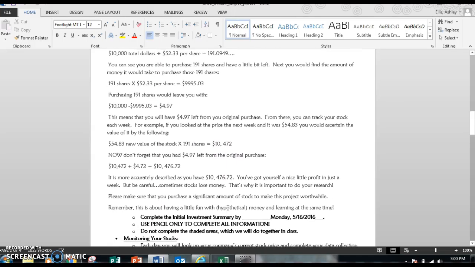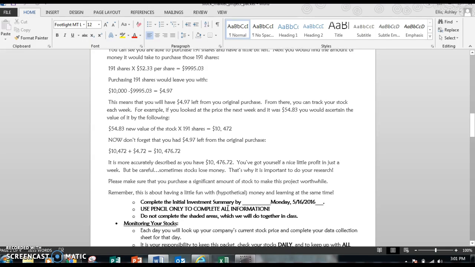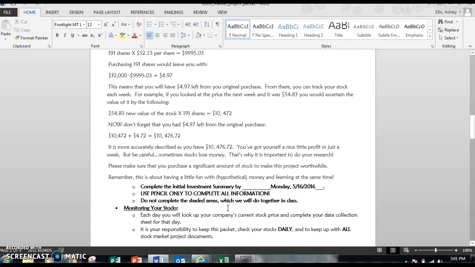Please make sure that you do purchase a significant amount of stock to make this project worthwhile, and also remember that it's about having a little fun with hypothetical money and also learning at the same time. So your job is to complete the initial investment summary by today, Monday. Make sure that you use pencil to complete all the information because you'll have to go back and erase as you go along. You do not need to complete the shaded areas. We will do that together in class.